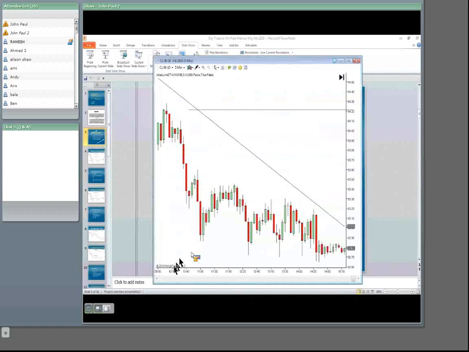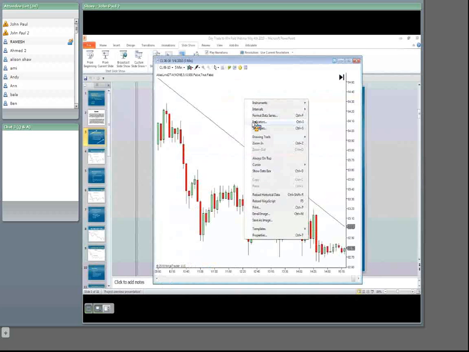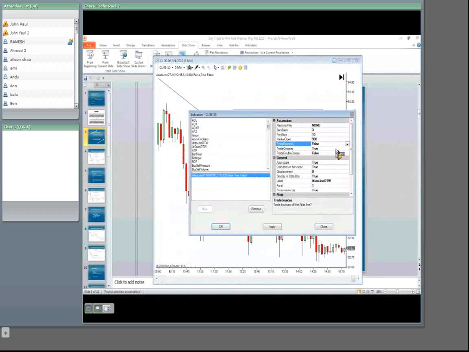Okay, so the rules to the Atlas line is if price is below the Atlas line, you stay short, keep it short. Okay? Just turn on here the orders. Okay.